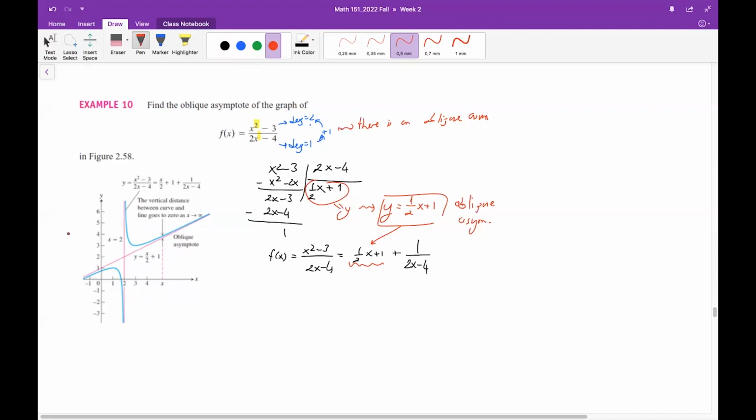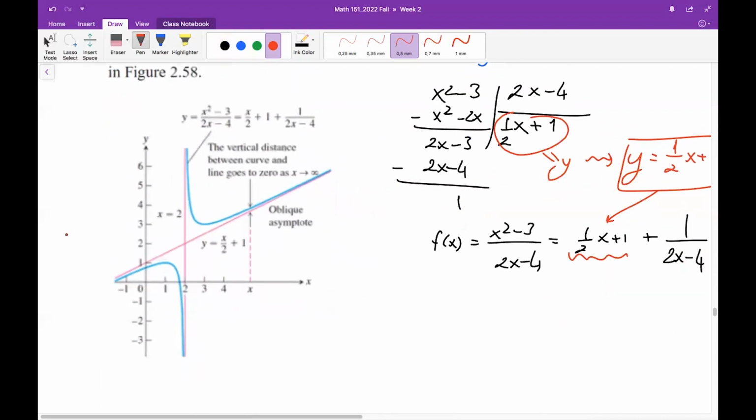How do we see it from the graph? You see, this is our function, y equals x squared minus 3 over 2x minus 4. And after applying polynomial division, we find that this part is the oblique asymptote. And you will see that slanted line here, the pink one, this one, okay.